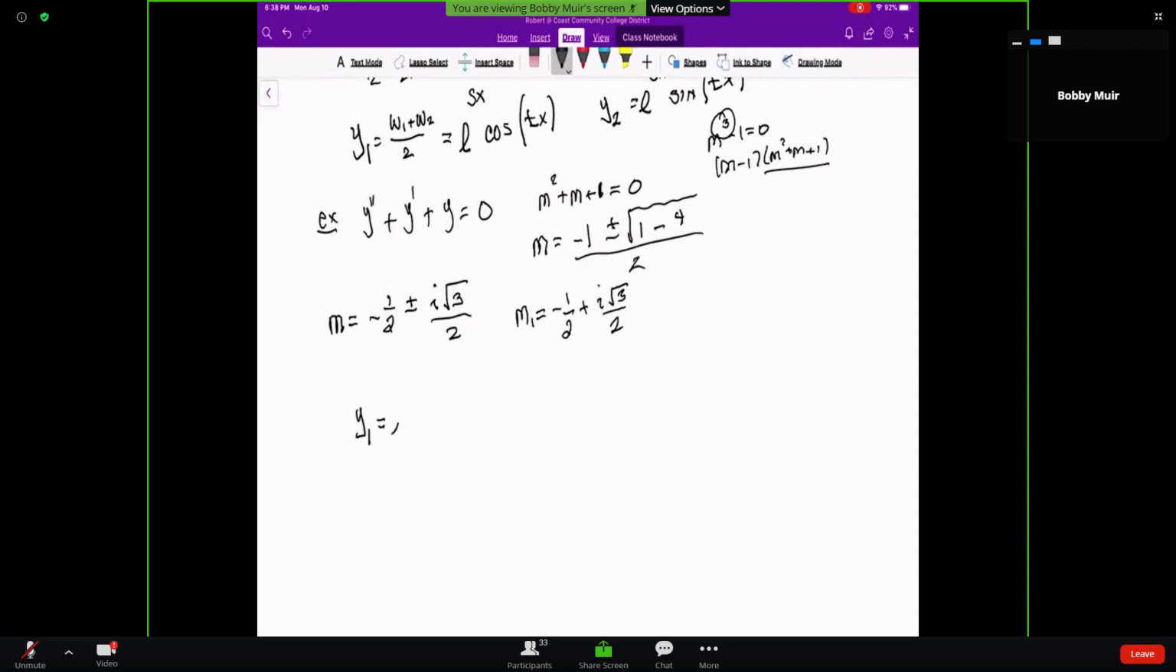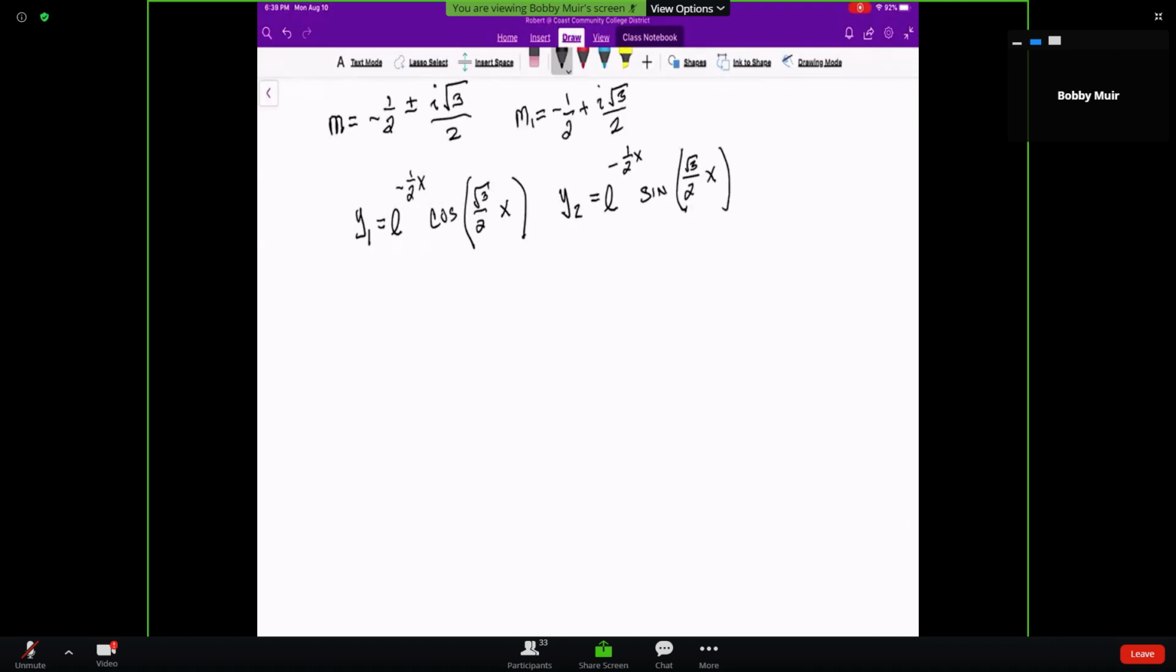y1 is gonna be e to the negative 1/2 x times the cosine of radical 3/2 x. And then y2 is going to be e to the negative 1/2 x times the sine of radical 3/2 x. And be careful where you're putting the x. Make sure it doesn't go underneath the radical. Okay, so this stuff is actually pretty easy, right? Now on tests, I put the problem so that all of the complex numbers and, you know, this is all ugly looking answers. Okay, we have a third case to consider.